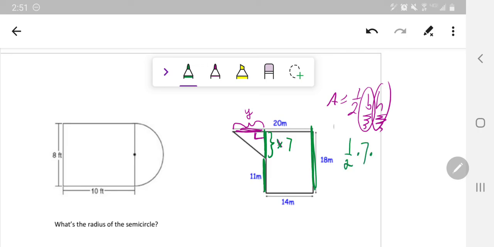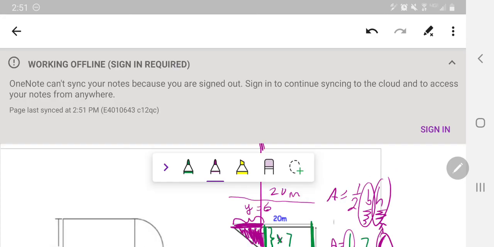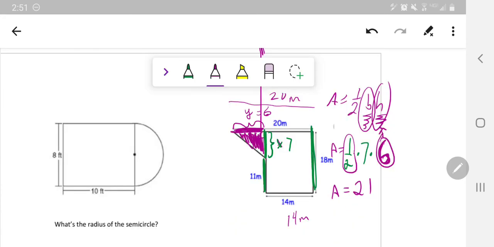So 1/2 times 7. And now I need this length here, that Y. We know that the whole thing is 20 meters and that the bottom is 14 meters. So if I subtract those, I would get Y equals 6. So that replaces with 6. And I could get my area equals, I'm just going to use the commutative property and say 1/2 of 6 is 3, and then 3 times 7 is 21. So the space inside this closed shape is 21.